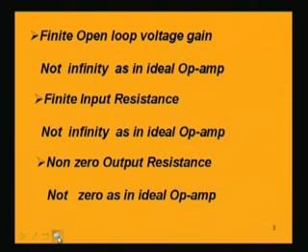Similarly, the input resistance and output resistance, which we considered for an ideal op-amp as infinity and 0, are not obtained practically. What is actually obtained is that the input resistance of an op-amp is not infinite, it has a finite value. Of course, it is large, but it is not infinite, and the output resistance is small, but it is not 0. It may be in the order of ohms, but it is not 0, and the input resistance may be in the order of megohms, but it is not infinite.